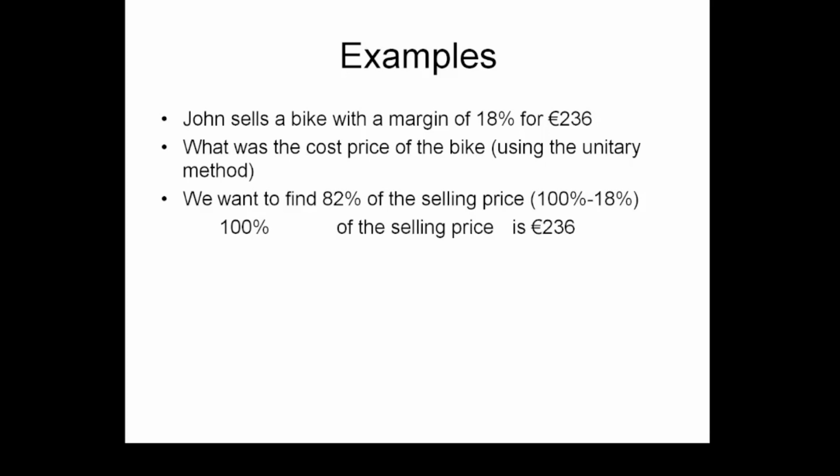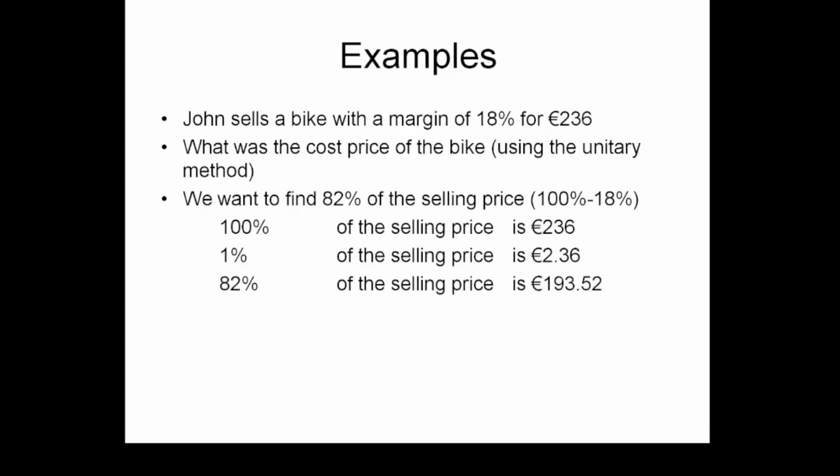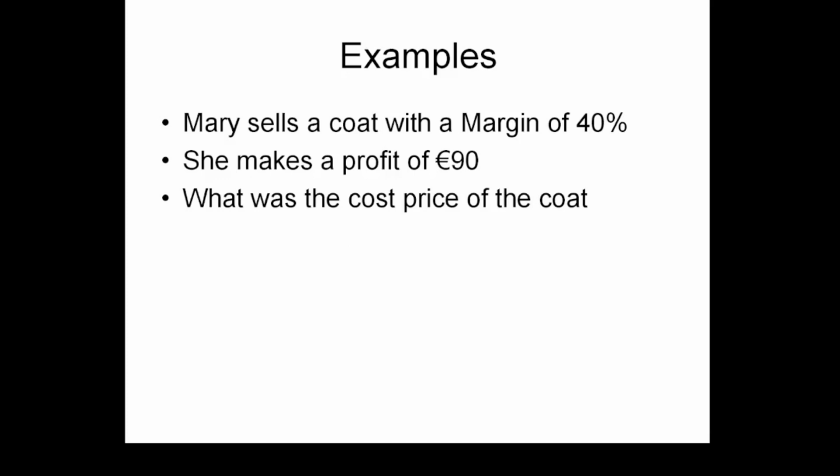Well, to do that, we use the unitary method. We know 100% of the selling price is €236 and we want to find 82%. So the first thing we do is we find 1% of the selling price, which is €2.36, and then we find 82% of the selling price by multiplying by 82, and we get €193.52. So we're talking about margin, it's a percentage of the selling price, and to find the cost price, we're going to be saying the selling price less the profit. Let's have a look at another example.